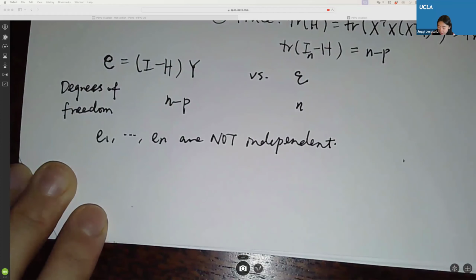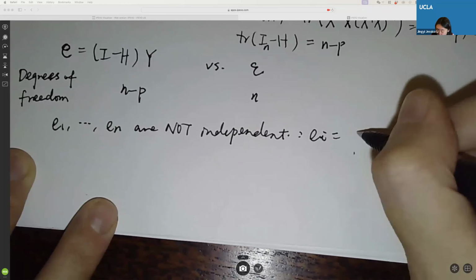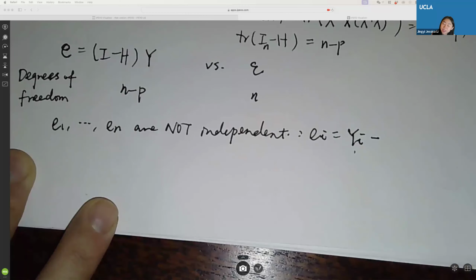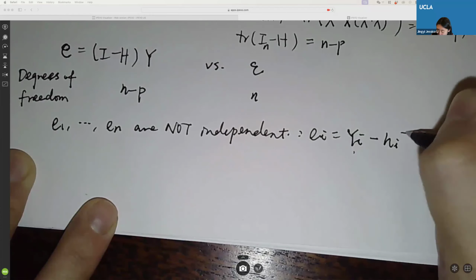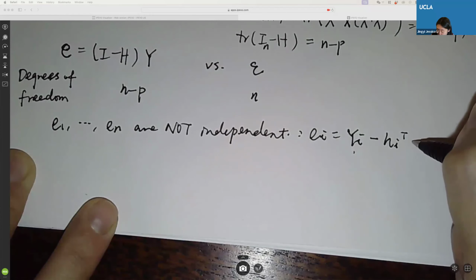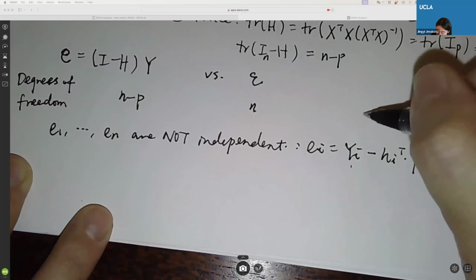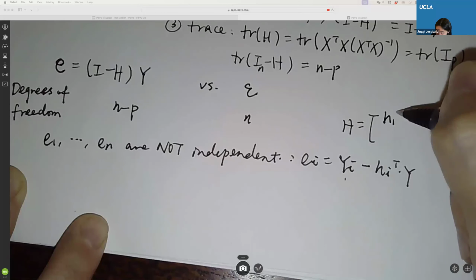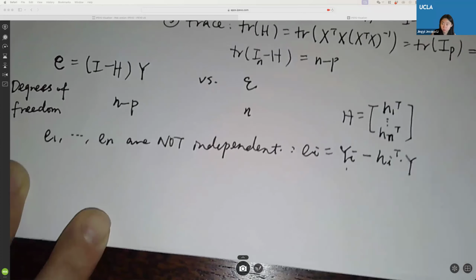Okay, because each e_i, I'll just write it out, is basically Y_i minus the i-th row of the hat matrix. Maybe I'll just write it as h_i transpose times Y. So if I write the hat matrix as h_1 transpose to h_n transpose, so that's it.